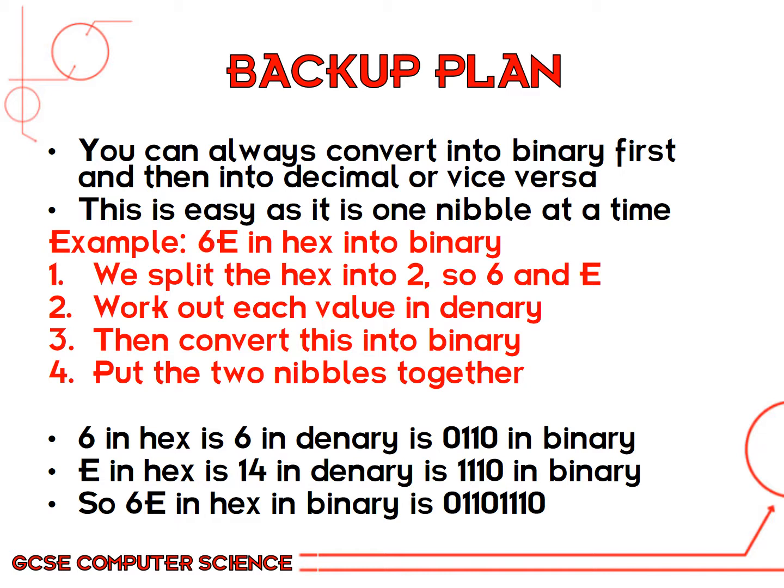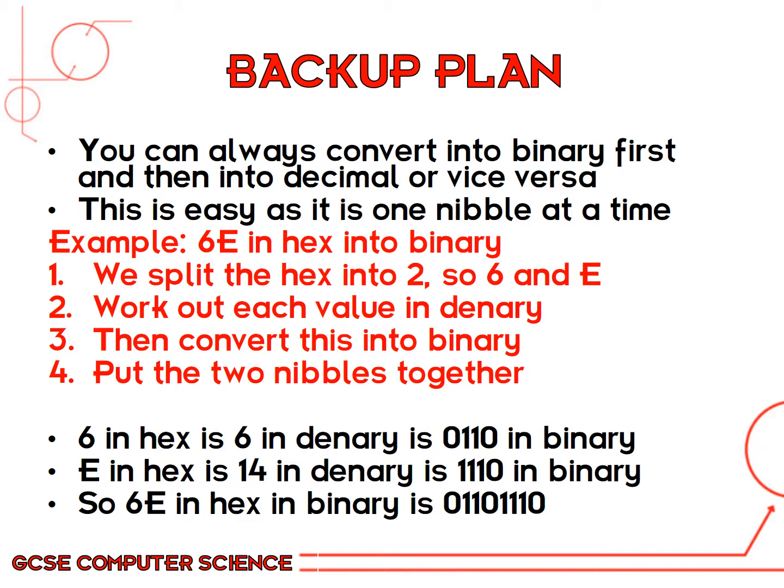So if we split up our hex number into 2 separate parts, so in our example here we've got 6e in hex. We want to convert that into binary, so we're going to split the hex into 2. So we've got a 6 and we've got an e. We work out what each value is in denary first, and then we convert it into binary. So we know that a 6 is just a 6 in denary. We know that e is 14 in denary. So we've got our 2 separate values. We can put them into binary.